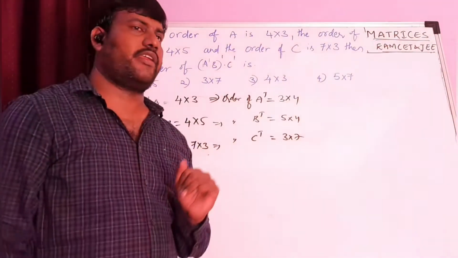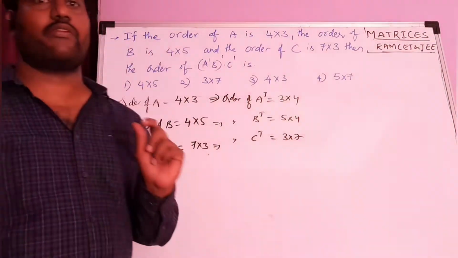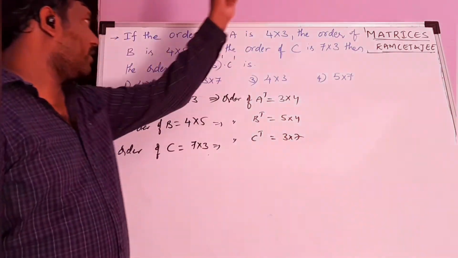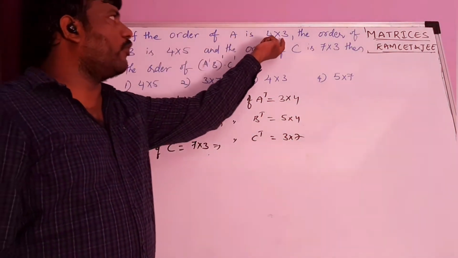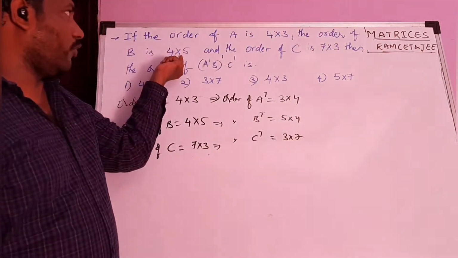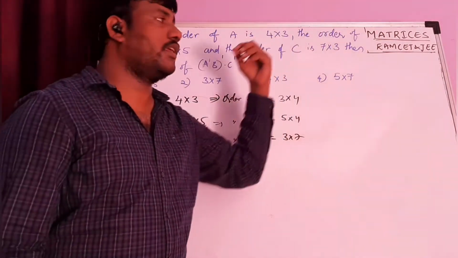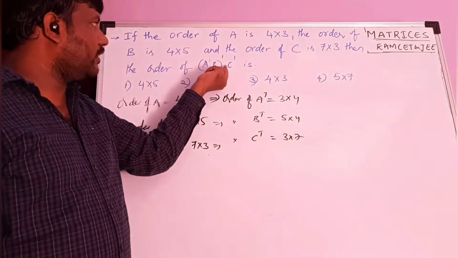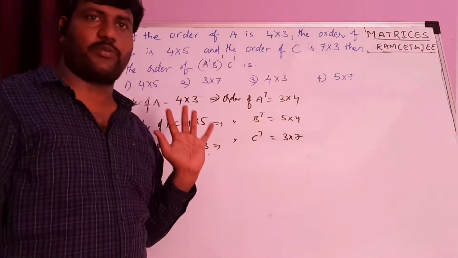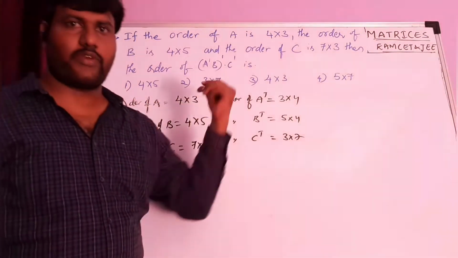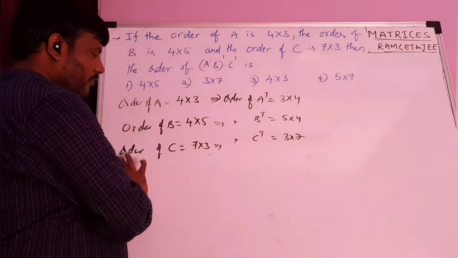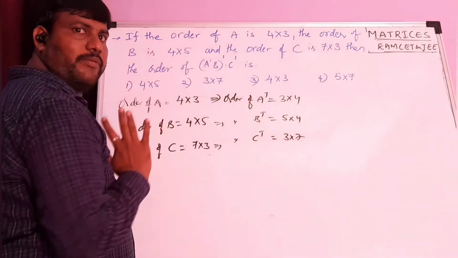This question is based on the order of the matrix. You know the order of a matrix is nothing but the number of rows by number of columns. Here the given order of A is 4 by 3, the order of B is 4 by 5, and the order of C is 7 by 3. Then we need to find the order of (A dash B) whole dash into C dash, from the given options. So first of all I write the given things: order of A is 4 by 3, order of B is 4 by 5, order of C is 7 by 3. This is given from the data.